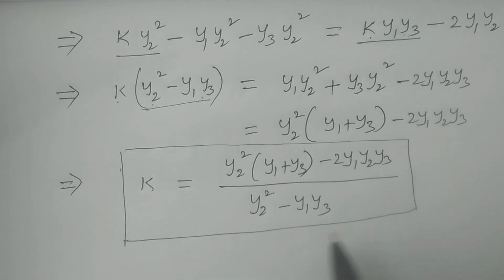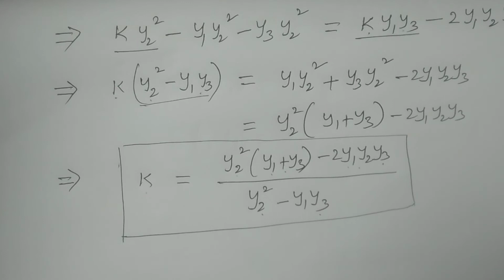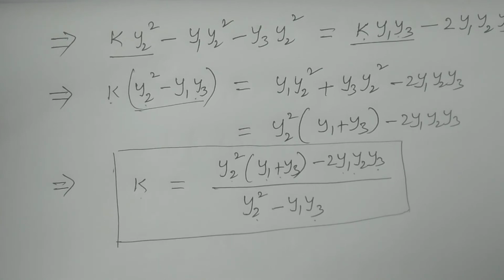Given the values of the ordinates y1, y2, y3 at the three points t1, t2, t3, k can be obtained by y2 square into (y1 plus y3) minus 2 y1 y2 y3, divided by y2 square minus y1 y3. So this is the value of k. Now we have to calculate the other two parameters a and b, for which we have to consider one such equation. So I will write the equation here.